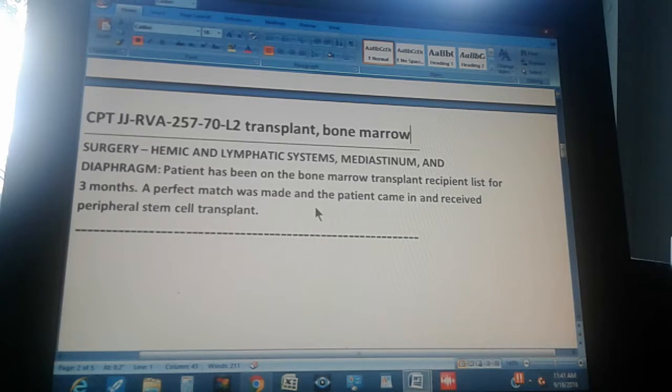And the text reads like this. Surgery, hemic and lymphatic systems, mediastinum and diaphragm. The patient has been on the bone marrow transplant recipient list for 3 months. A perfect match was made and the patient came in and received peripheral stem cell transplant. So that's the procedure, and now we're going to count to 3, so you can pause the video and give us the CPT code for this procedure.